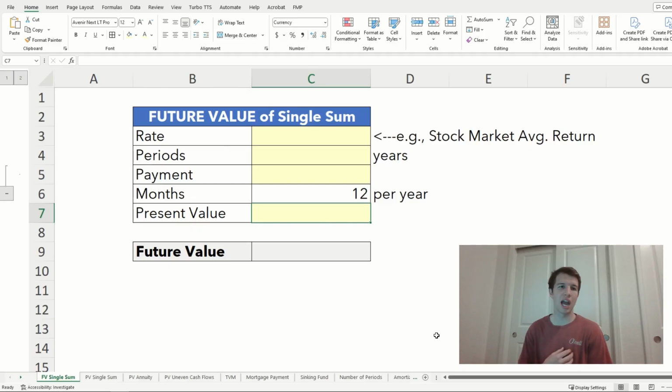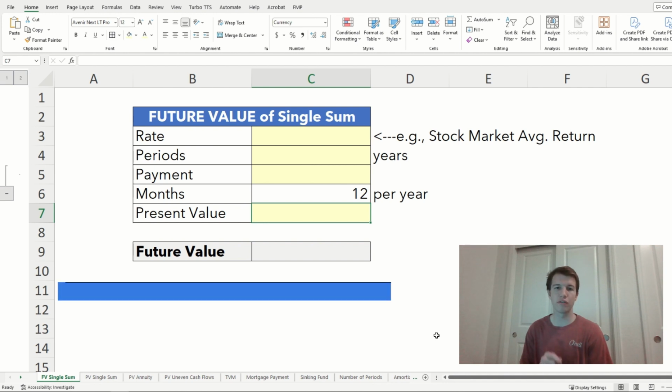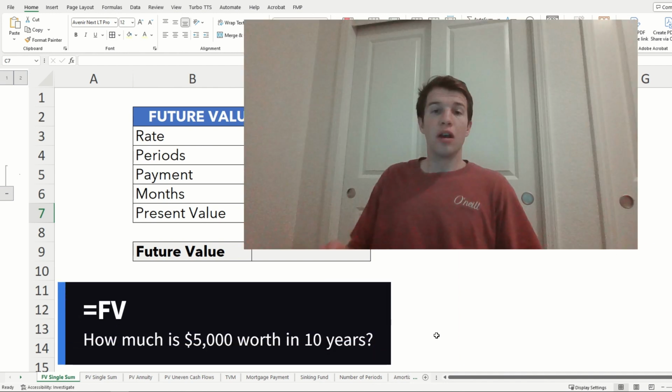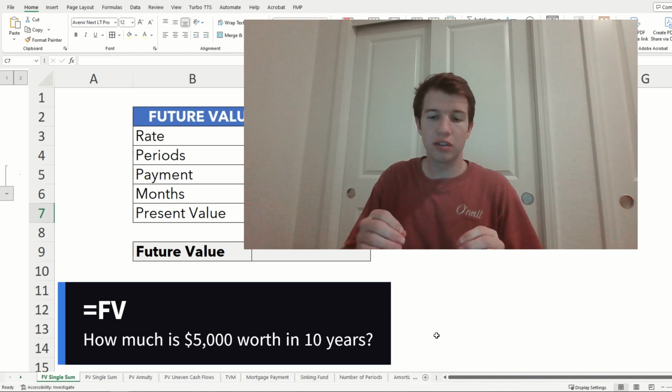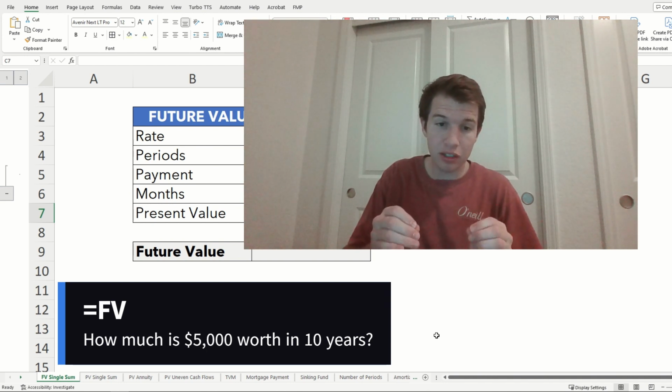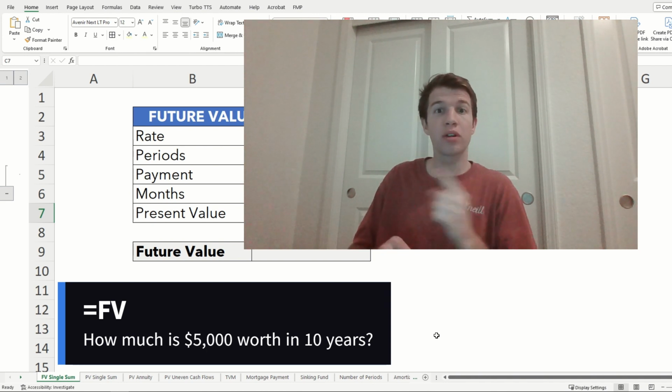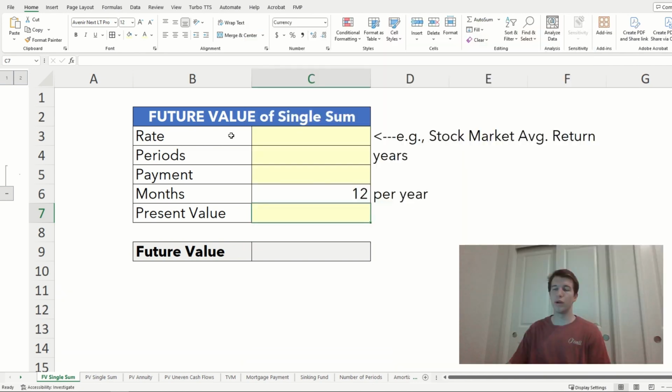Let's start by talking about the future value of money. Let's say I have $5,000 right now, and I want to know what that money is going to be worth in 10 years. Excel has a great formula called future value, FV. The future value of money helps us understand how much X amount of dollars right now is worth in X amount of years. We need a few inputs before we get started.